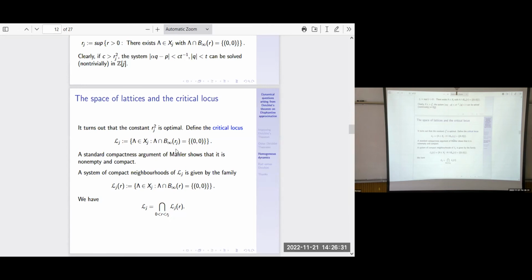Okay, so now that we have this Rj, this finite constant, I can think of it as the optimal R for which Minkowski's convex body theorem will hold for these lattices.